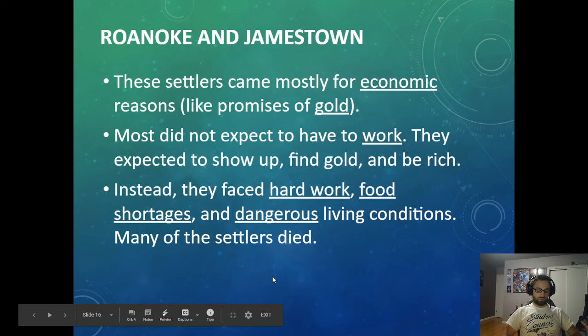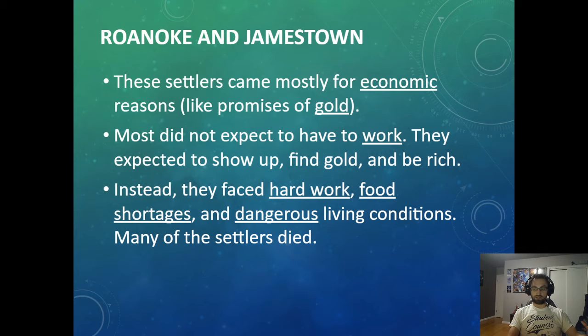Instead, when they got here, they did not find gold, and they were kind of stranded. They were like, okay, well, we're here and there's no gold, and now what do we do? And so they were basically forced to live off the land, which is hard work. So they faced hard work. There were food shortages. Living conditions were dangerous. There were predators. There were Indians. There was just a lot of things that threatened them in this new living situation.